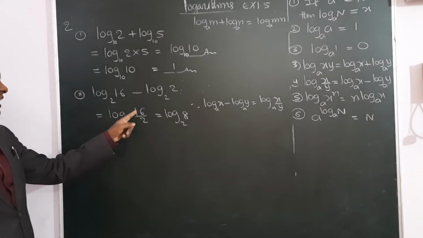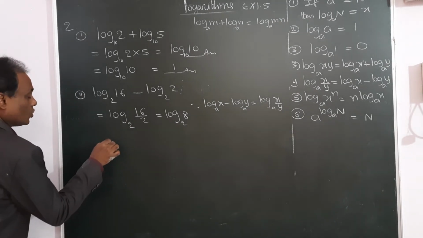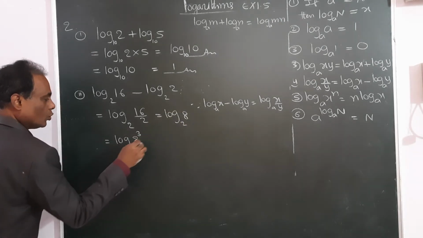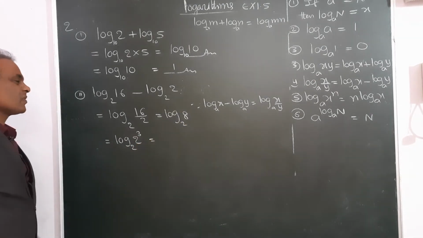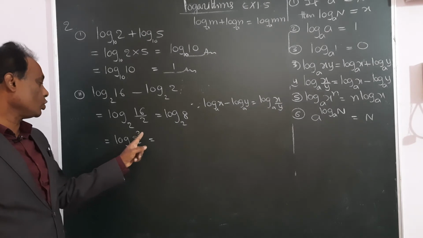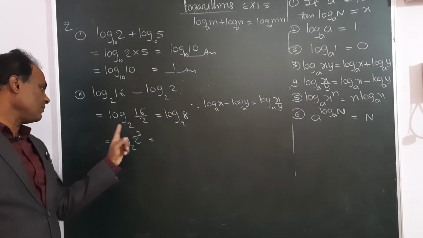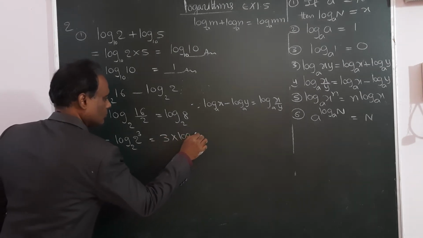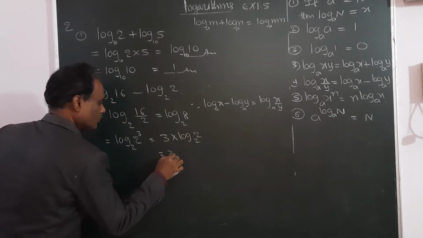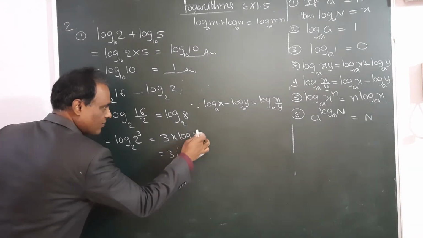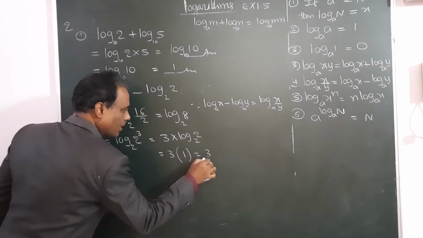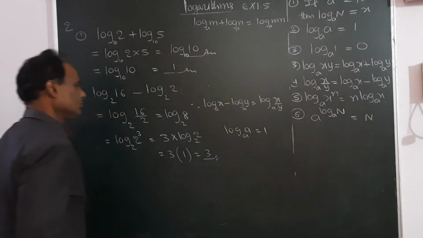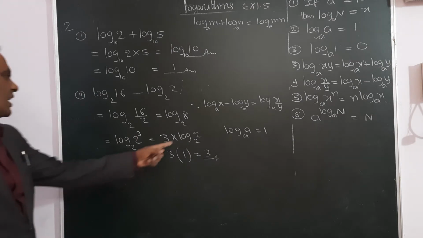16 by 2 is 8 times. 8 can be written as 2 cube, 2 into 2 into 2 is 8. The 3 will be multiplication. Log 2 base 2 is the same value, it is 1, as per the formula: log a base a is 1.